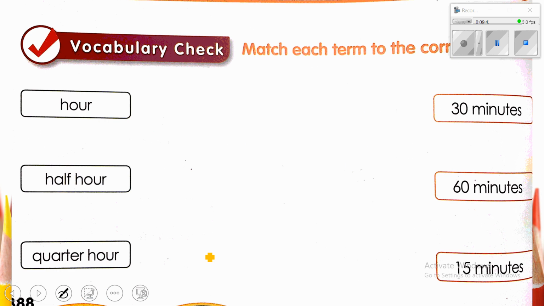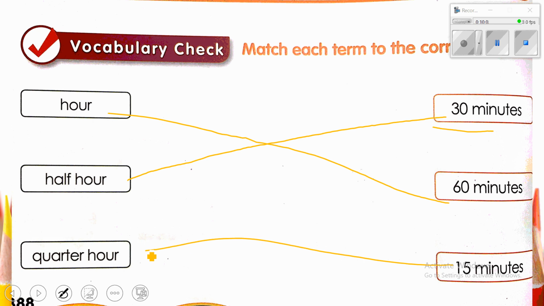Now here, let's match the vocabulary. 30 minutes, it's what? Perfect, it's half hour. 60 minutes. Perfect, it's an hour. 15 minutes. Perfect, it's a quarter.